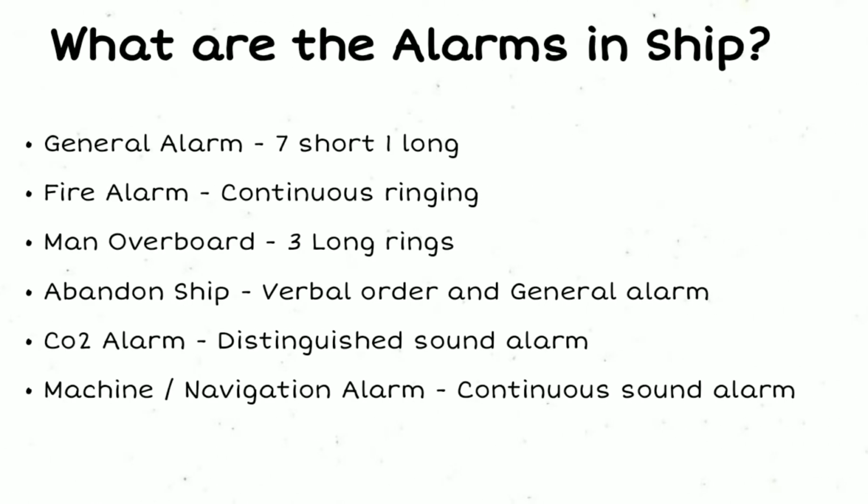What are the alarms in ship? General alarm is 7 short, 1 long. Fire alarm is continuous ringing. Man overboard is 3 long rings. Abandon ship is verbal order and general alarm. CO2 alarm is a distinct sound alarm. Machine or navigation alarm is a continuous sound alarm.